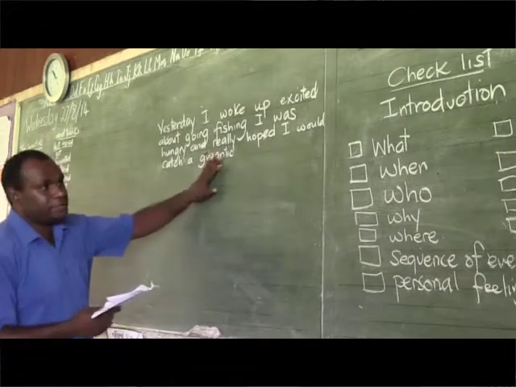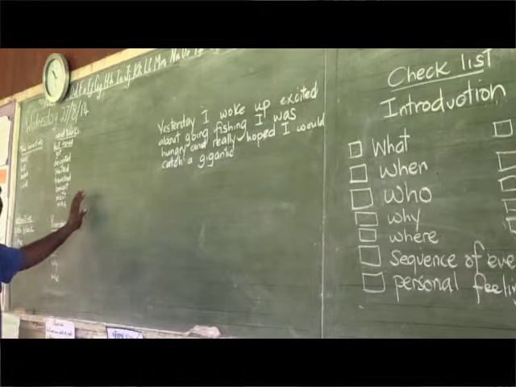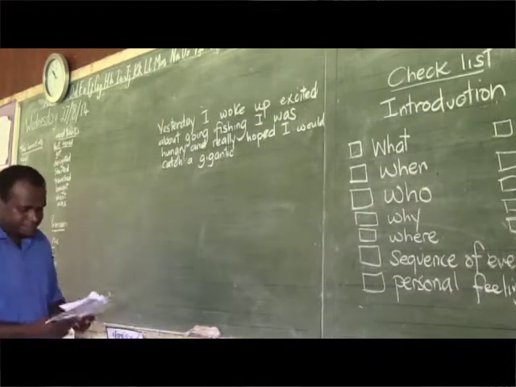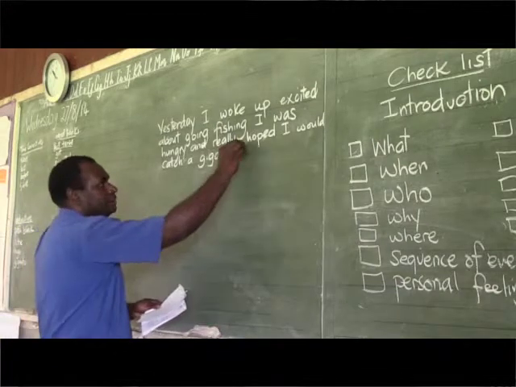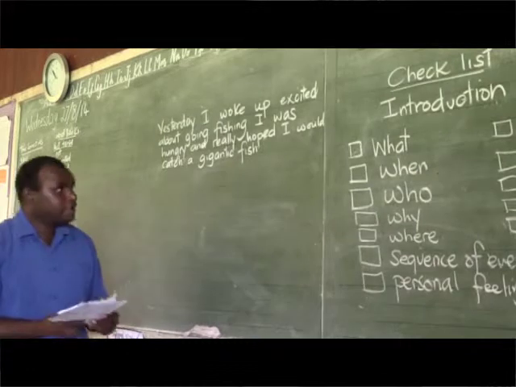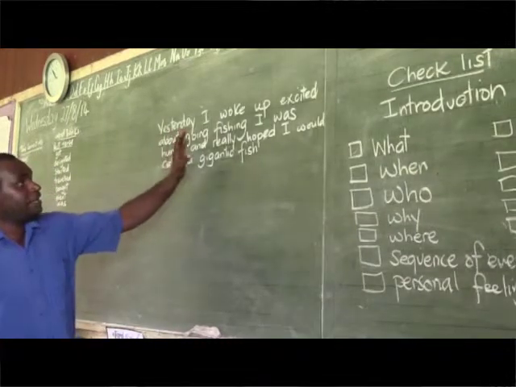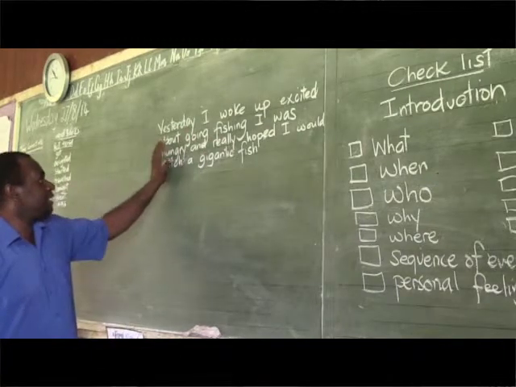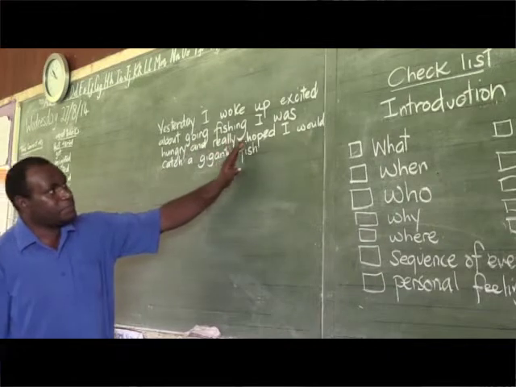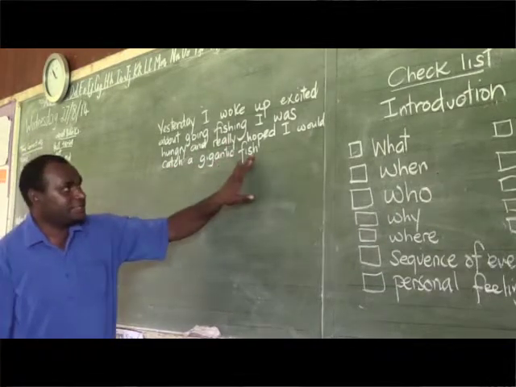Now this gigantic word is taken from our word bank. Can you remember that? Yes. Okay. Gigantic. Now, this is the first part of the sentence. Yesterday, I woke up excited about going fishing. I was hungry and really hoped I would catch a gigantic fish.